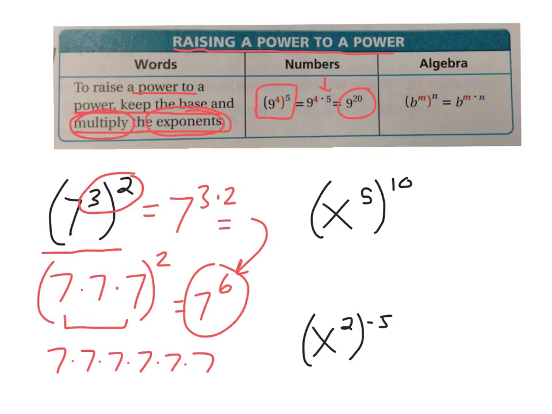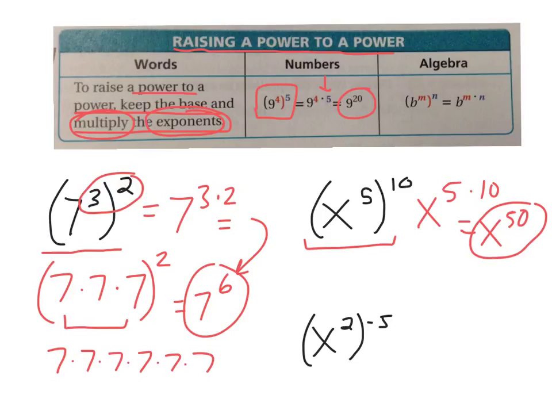So let's look at that algebraically. x to the 5th raised to the 10th power would simplify to x to the 50th power, because 5 times 10 is 50. And x to the 2nd power raised to the negative 5th power would be x to the 2nd power times the negative 5th power, or x to the negative 10th power. So anytime you raise a base to a power, like b to the m, and raise it to another exponent, you simply multiply the exponents to get the new exponent. That's raising a power to a power.